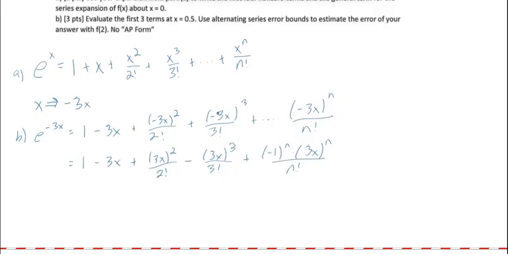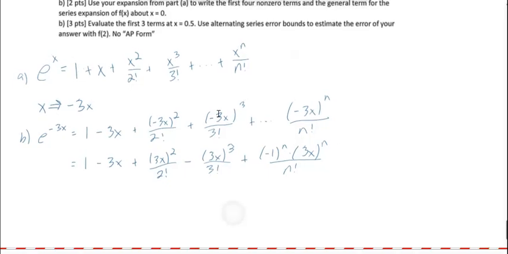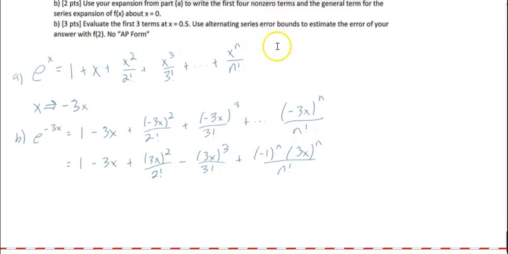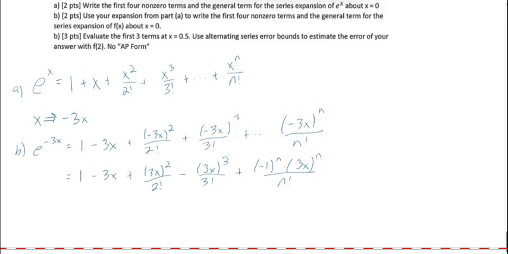Why am I doing that? Because I looked ahead a little bit here and it said alternating series error bound. So I'm going to write that as the alternating series piece. May help, may not. All right, so let's see. Did we answer that? Use your expansion from part A to write the first four non-zero terms and the general form. All right, we're good to go.